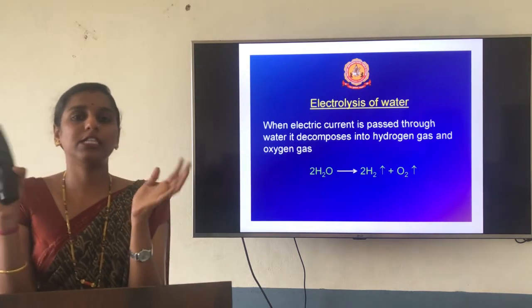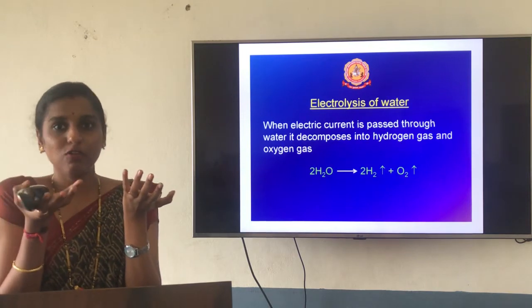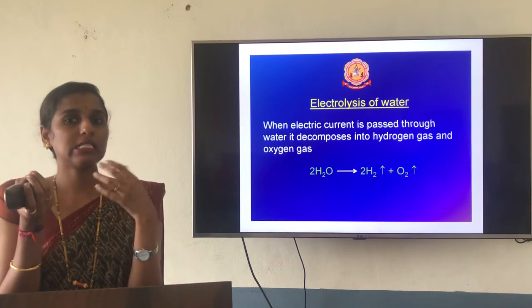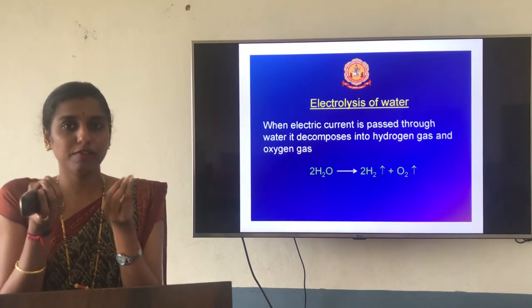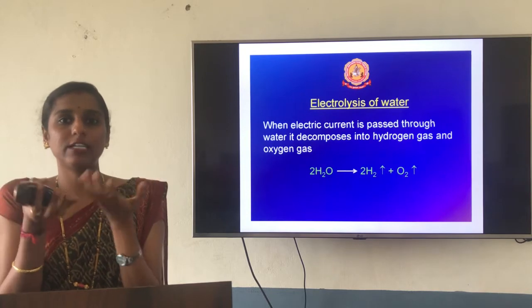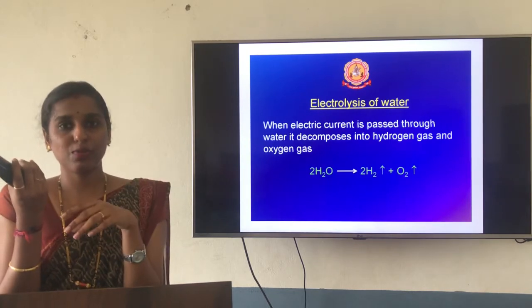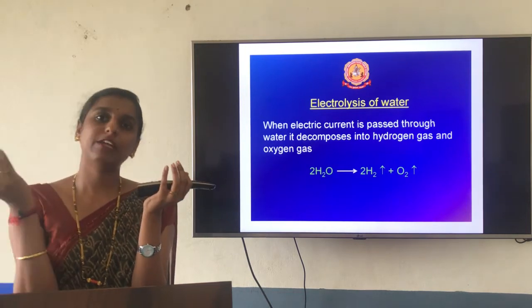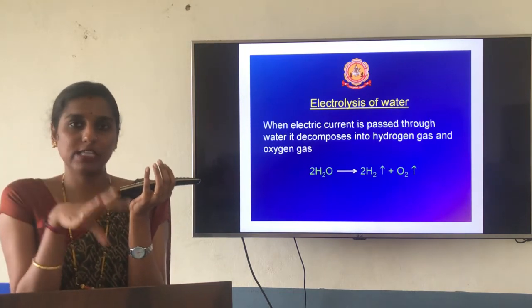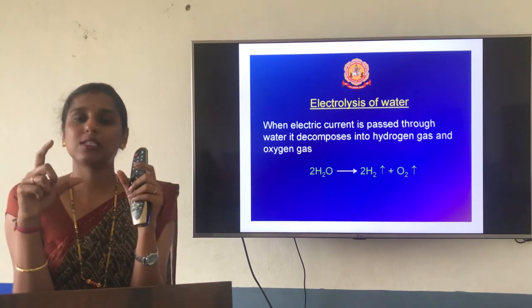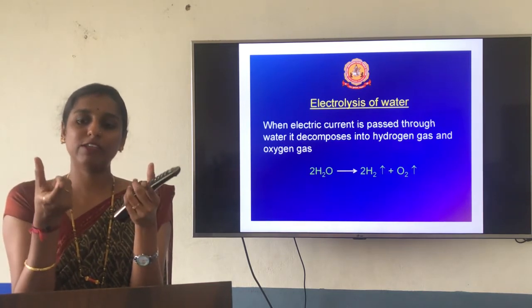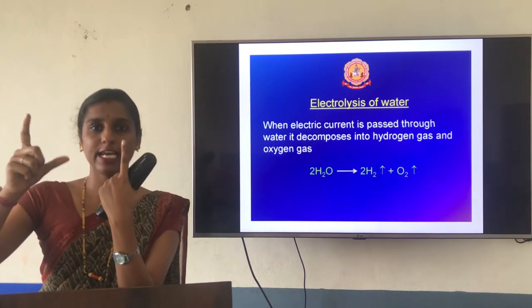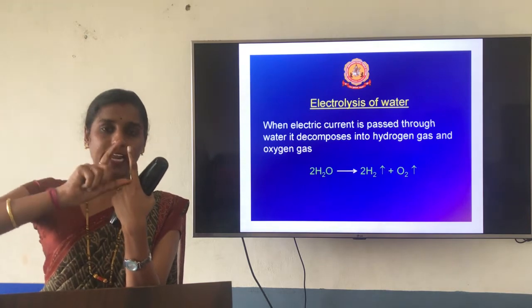In a jar or in a beaker, you will be taking water. Two electrodes will be taken, one will be the cathode and the other the anode. The two electrodes will be connected to electricity or to a battery. The water should be acidified with an acid, sulfuric acid or any kind of acid. Now you are supposed to take a test tube, fill it with water, and invert it over the electrode.